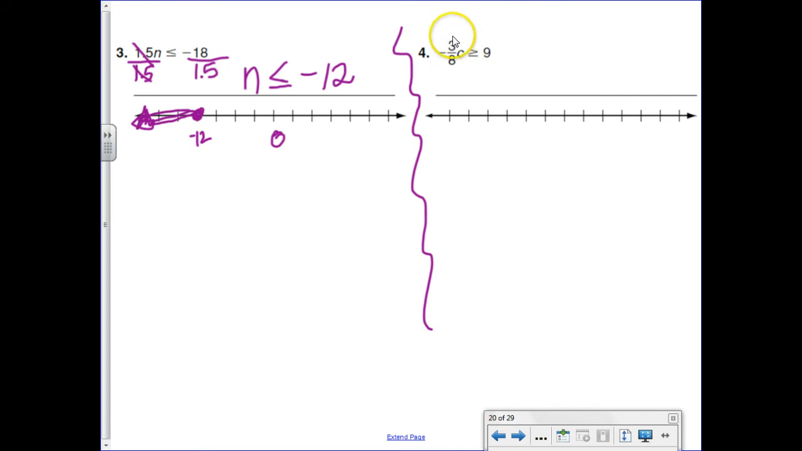I wanted to do number 4 with you for sure. It's a -3/8 here, okay? And the way to solve this is really to multiply both sides by its reciprocal. Okay, so we're going to multiply both sides by negative 8/3.